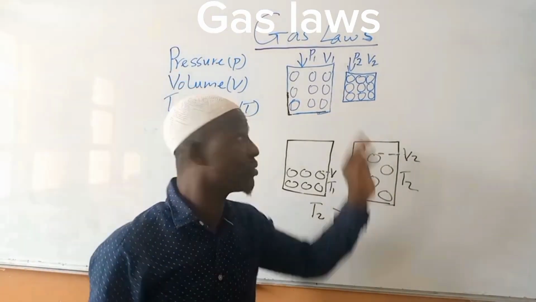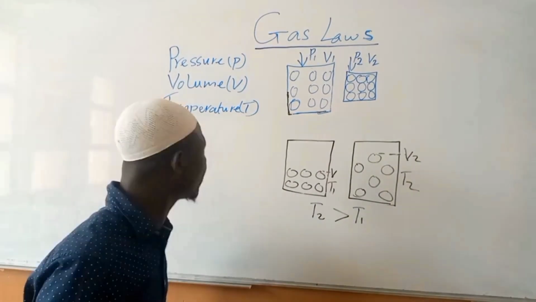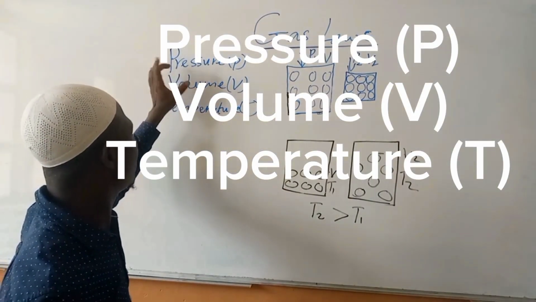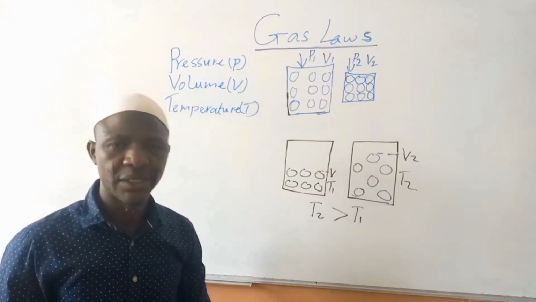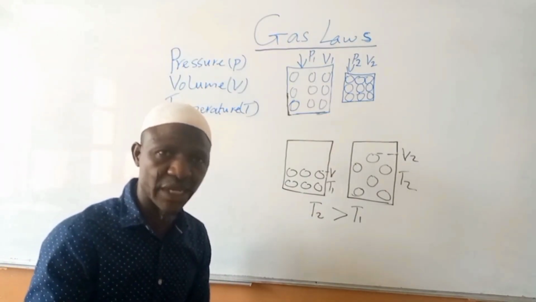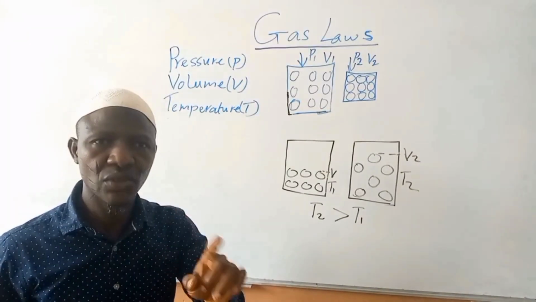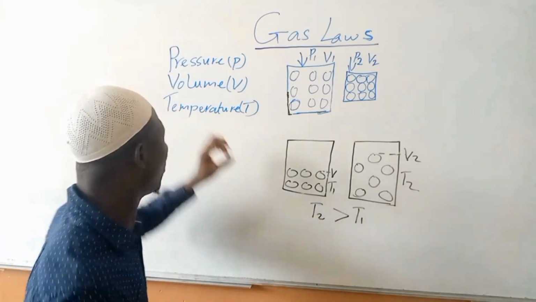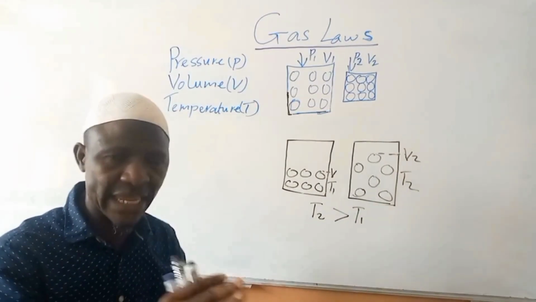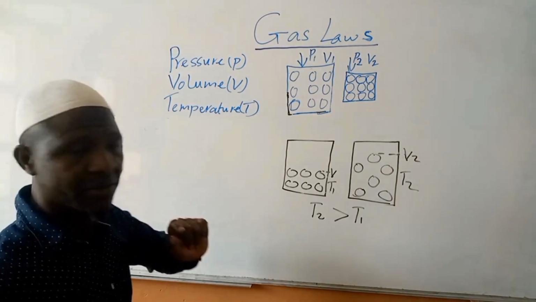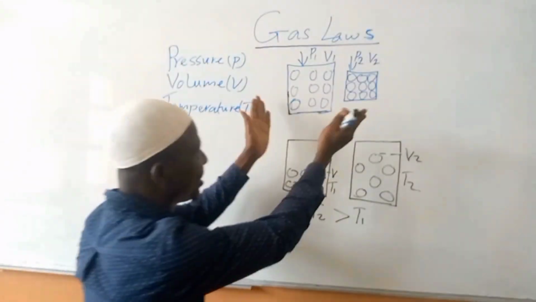Today is on gas law. During this, we are going to relate these three quantities together: the pressure P, volume V, and temperature T. This is how we are going to relate them together. We relate two and keep one constant, so that we can check how they relate together. Then the other one will be kept constant. Let's start by relating pressure P and volume V together by using this diagram.